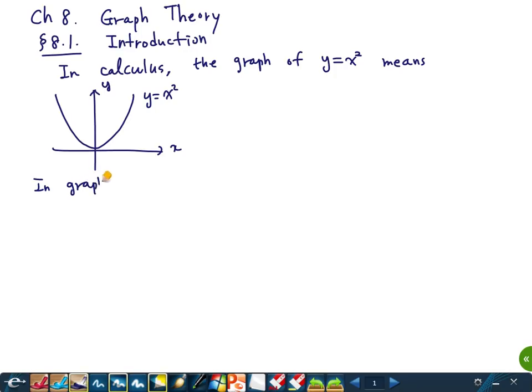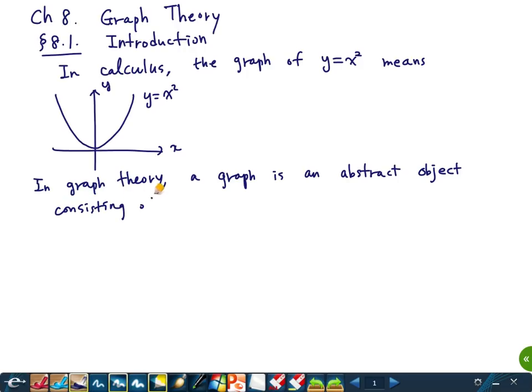In graph theory, a graph is kind of an abstract object consisting of vertices and edges. And many situations can be interpreted in terms of graphs.